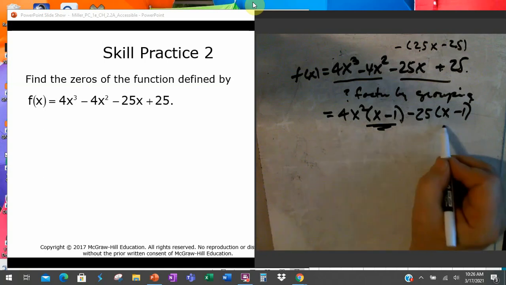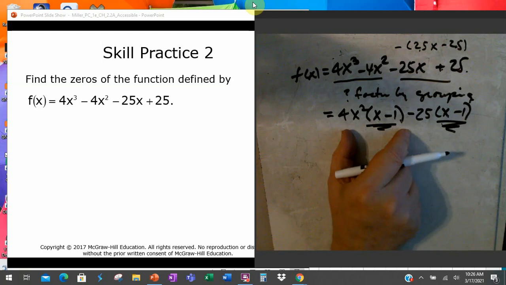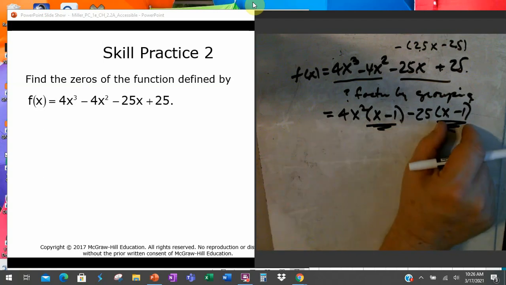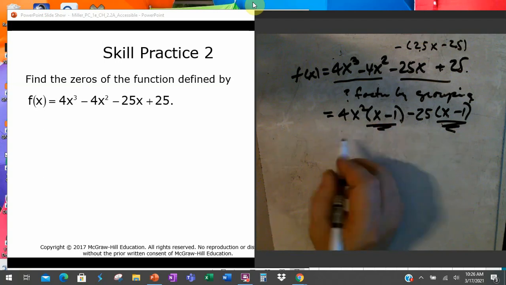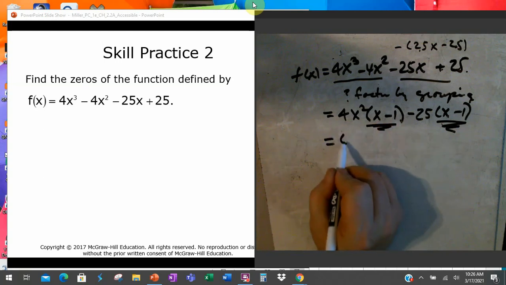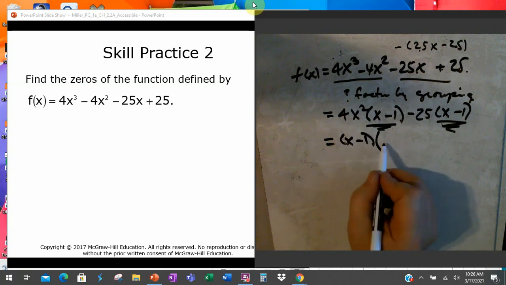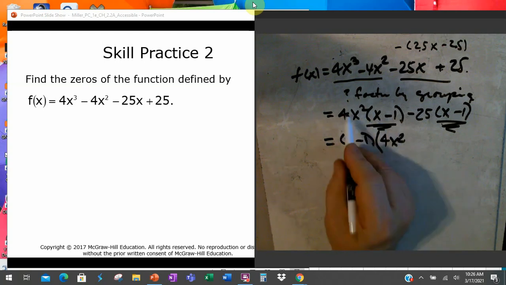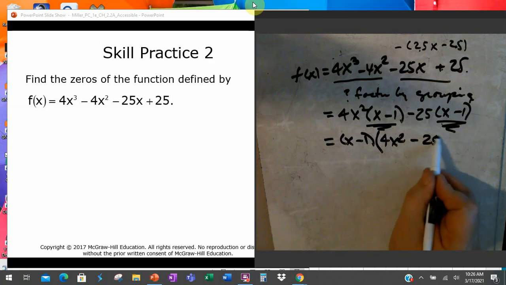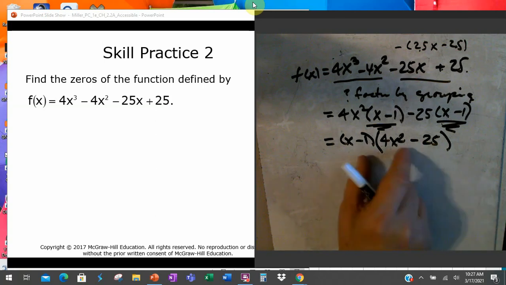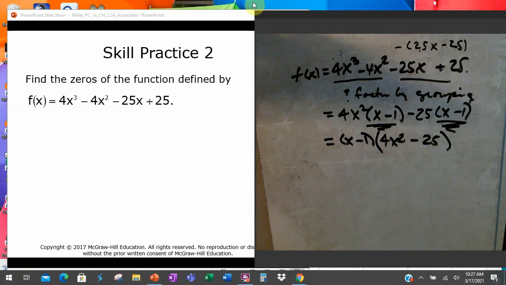So now notice that these two are the same. Here's a factor, here's a term, here's a term. I want to take out the x minus 1 from both of those terms. Now what am I left with? 4x squared. I pulled out the x minus 1 here, and then the minus 25. Okay, and now we look at this and see, is there anything I can do to factor that?